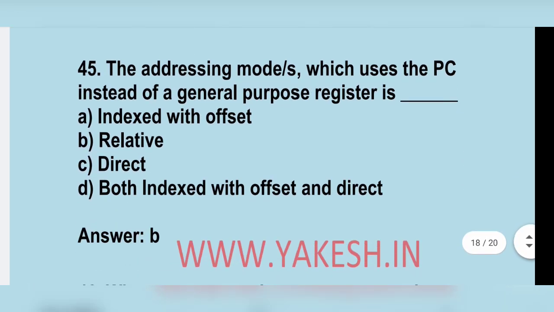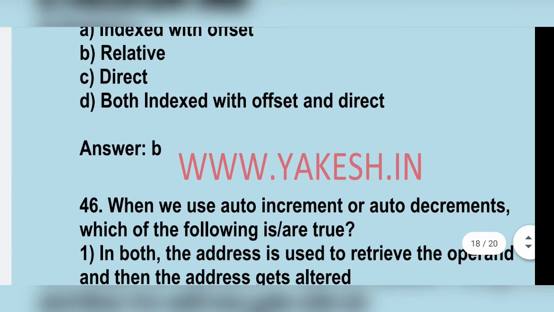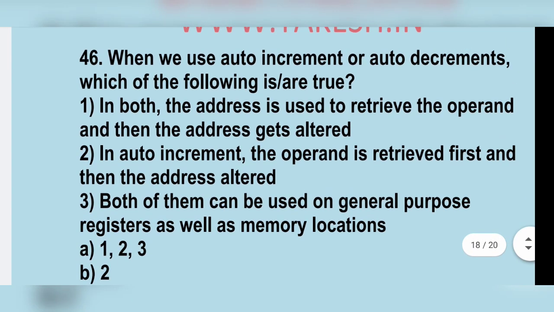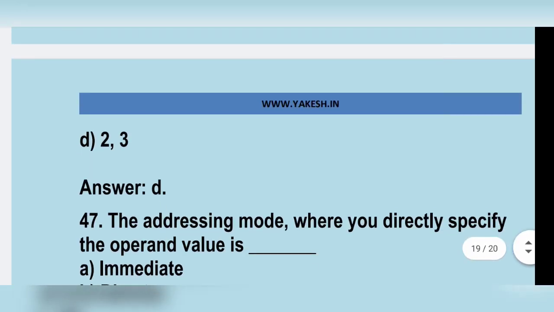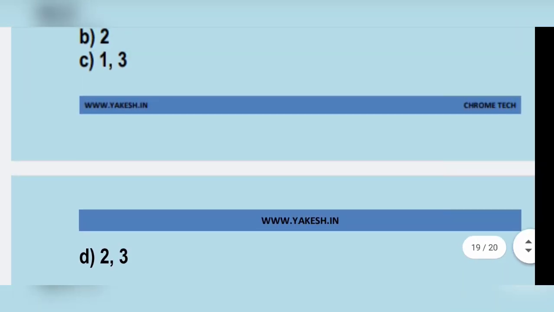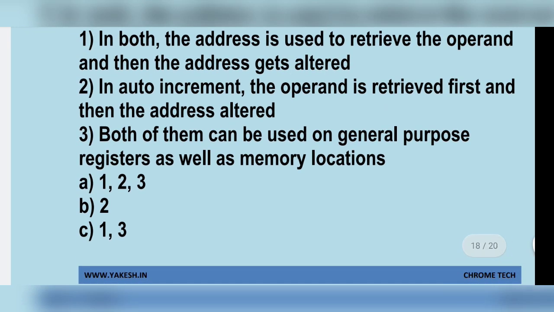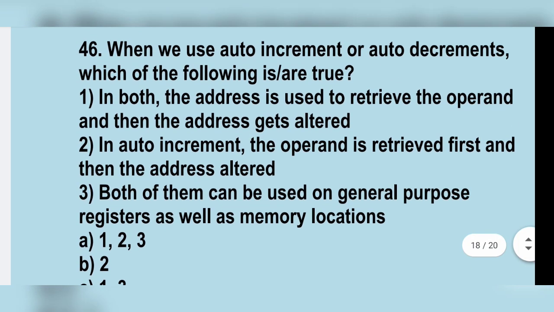Next question. The addressing mode which uses the PC instead of a general purpose register is option B, relative. When we use auto increment or auto decrement, which of the following is true? Option D, 2 and 3. In auto increment, the operand is retrieved first and then the address is altered. Third, both of them can be used on general purpose registers as well as memory locations.